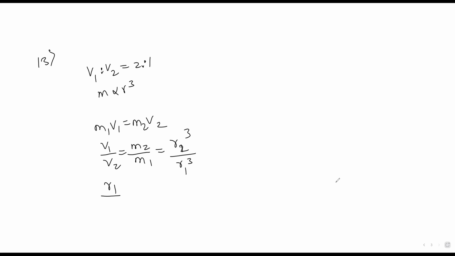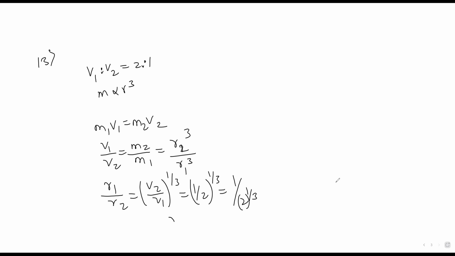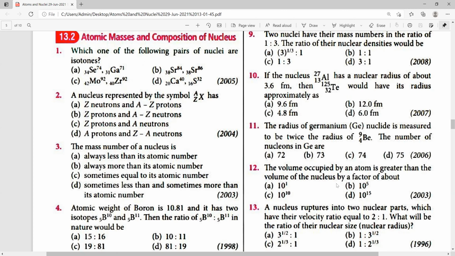Therefore, R1 by R2 is equal to V2 divided by V1 to the power of 1 by 3 is equal to 1 by 2 whole to the power of 1 by 3 is equal to 1 divided by 2 to the power of 1 by 3. It is in the ratio of R1 is to R2 is equal to 1 is to 2 whole to the power of 1 by 3 we are getting. Therefore, for 13th one, the right answer is D one.